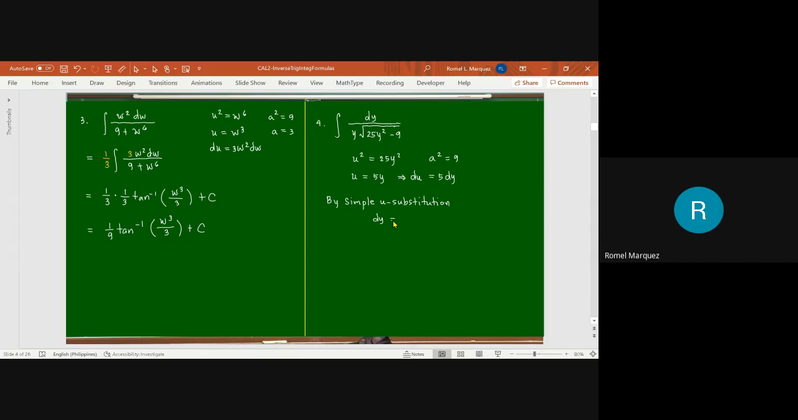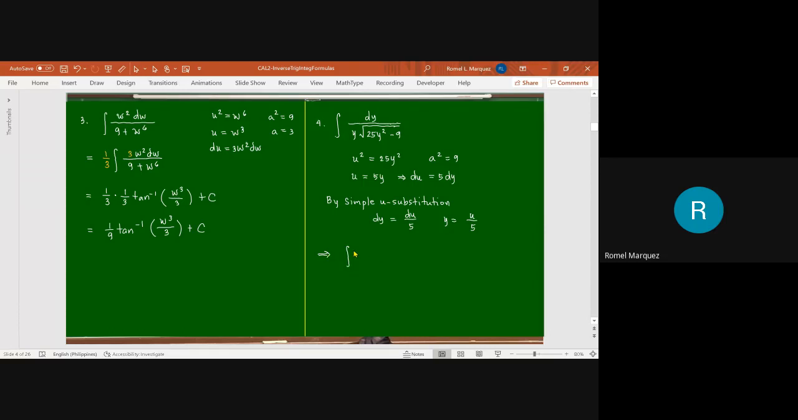dy is equal to du over what? du over 5. So meaning we are going to express the original integral in terms of what? u, no? So what about y? What's the value of y, guys? From u equals 5y. What is y, guys? u over 5, na? Yan. So let's now substitute that to the integral.